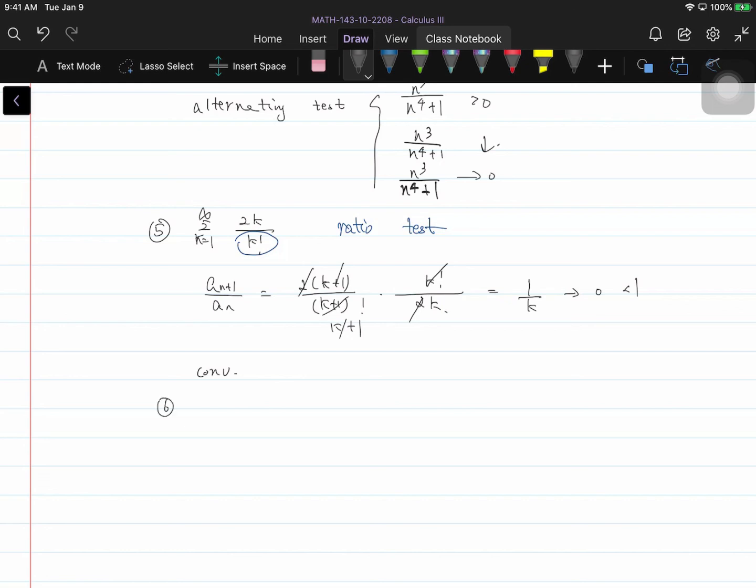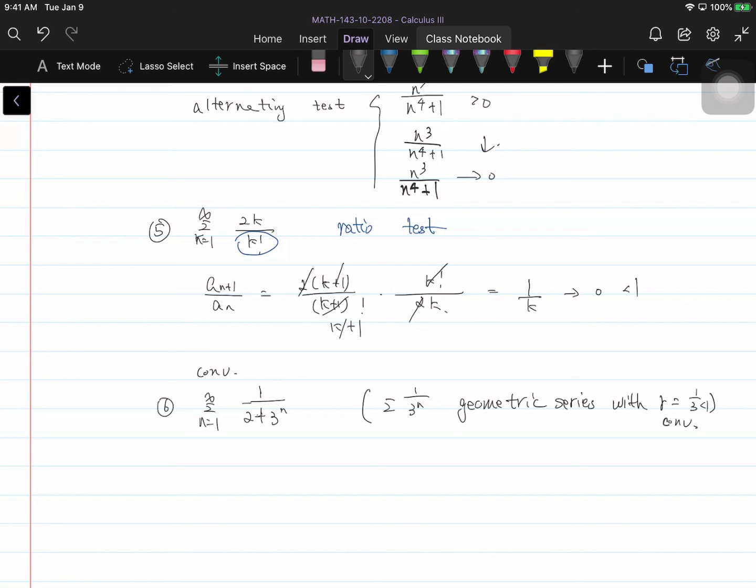Number 6, 1 over 2 plus 3 to the n. Can you see which test works best for this one? What series is this similar to? A geometric series with ratio r equals 1/3, less than 1, which converges.